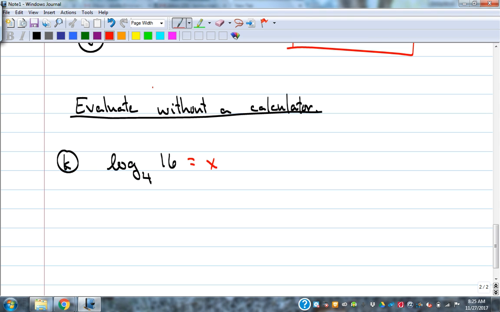Okay. So if I rewrite that as an exponential, what does it become? 4 to the x equals 16. And then we just think, okay, well, 16 is really what? It's really 4 squared. And if 4 to the x is equal to 4 squared, what does x have to be? It's got to be 2. So that means that log base 4 of 16 simplifies to be 2.